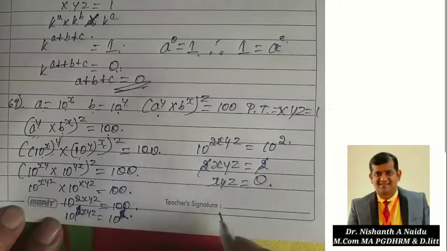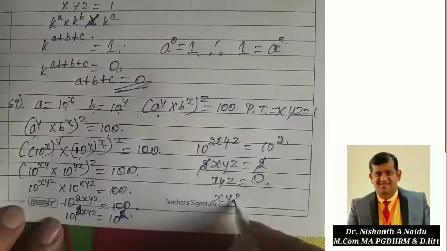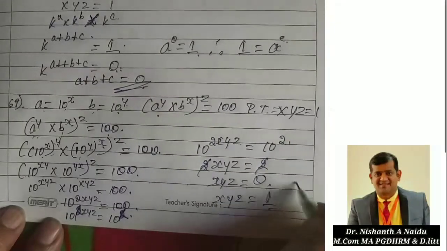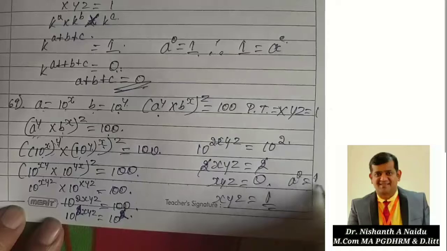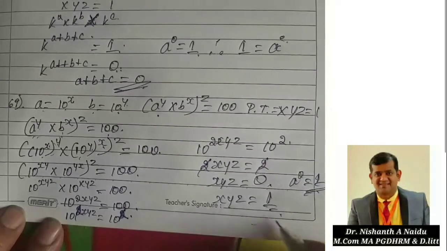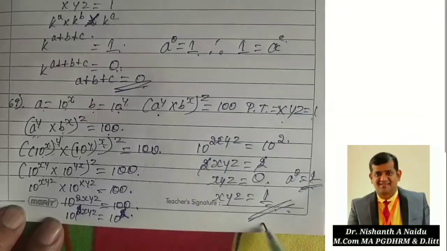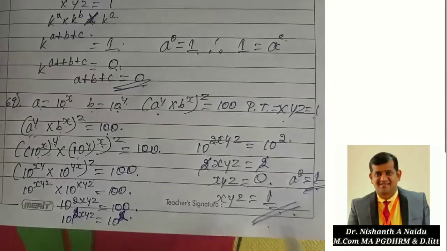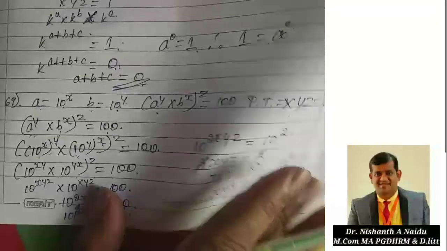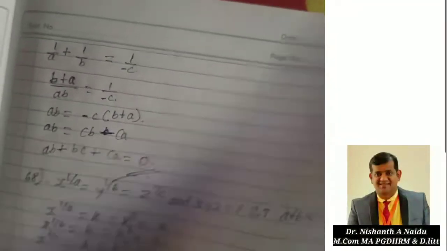Correct? So 10 to the power of 0 is always equal to 1, that is, a to the power of 0 is equal to 1. By this law, this is 1. So as they have asked, prove that xyz equals 1, we have proved. Clear? Yes. So let us go with one more variety of problem.